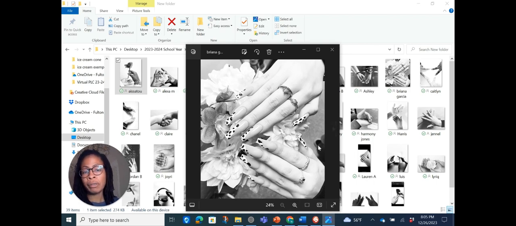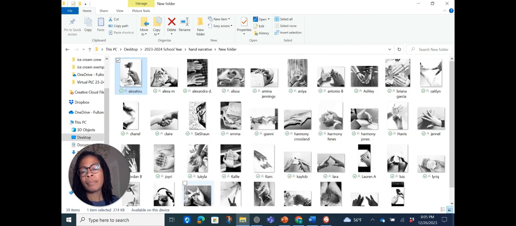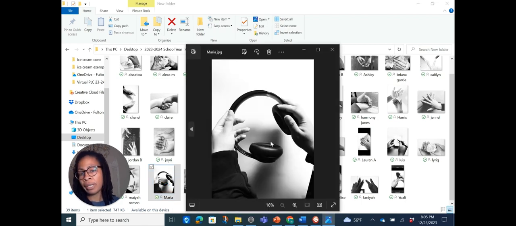So she wanted to feature the nails that she did, right? So lots of different images for the particular project. But their goal, of course, was to build a narrative. She actually took a picture here with her favorite pair of headphones, right? So that's something that she always has. That's what she wanted to feature in her particular work.